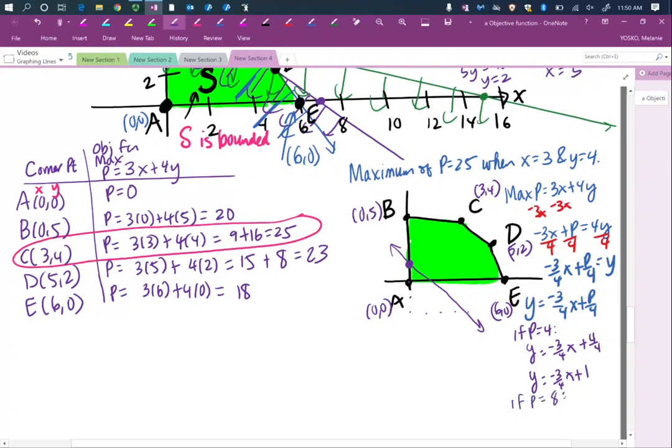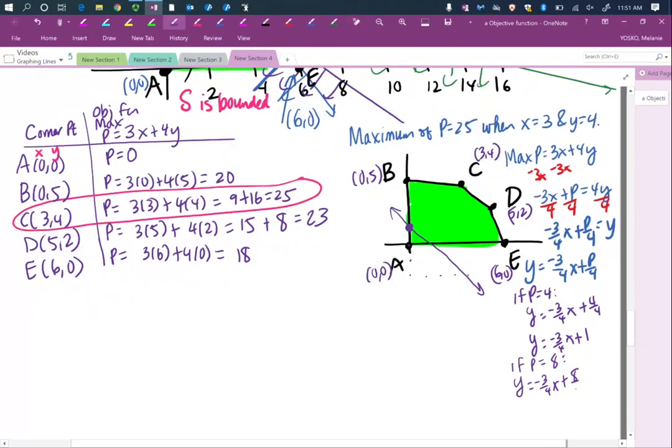What if P is 8? y equals negative 3/4 x plus 8 over 4. y equals negative 3/4 x plus 2. So now your intercept would be 2, but your slope would be the same. And we're going to keep doing this. Now remember, P doesn't have to be a multiple of 4. But what we're doing is we are drawing these lines, and we're trying to figure out what value of P gives us a maximum. This is what is happening graphically.